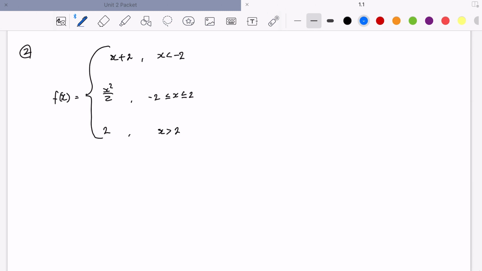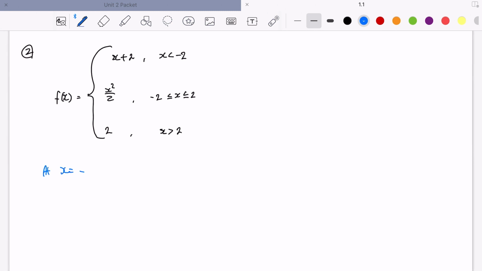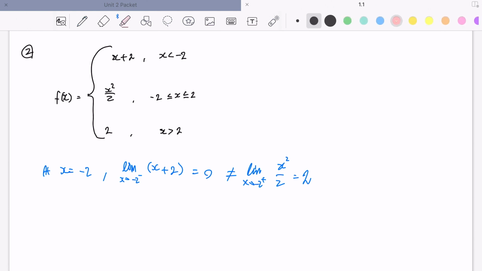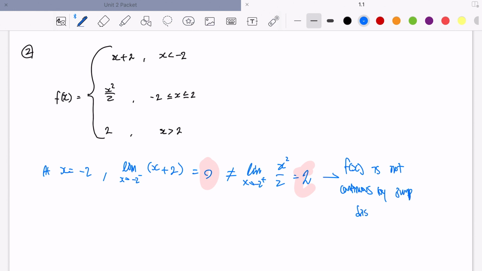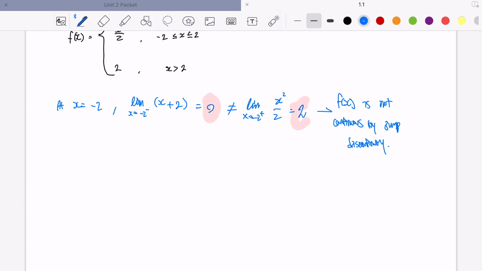First of all, we have to calculate at x equals -2, the limit of x towards -2 minus of the function x plus 2 equals 0, which is not equal to the limit of x towards -2 plus of the function, which is x squared over 2 equals 2. You can see that they are not equal. This turns out that f(x) is not continuous, by jump discontinuity. Because the values that you got by plugging these numbers in are not equal.